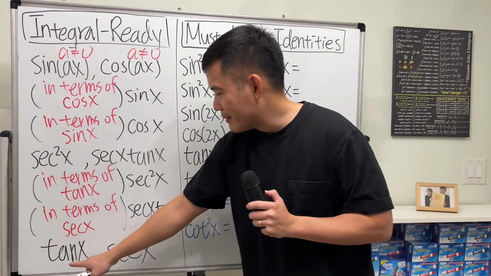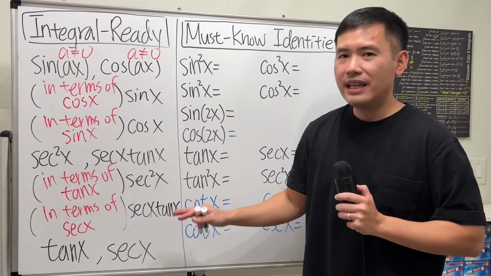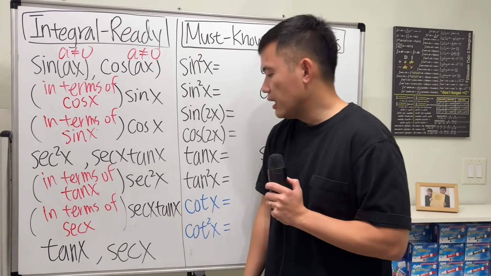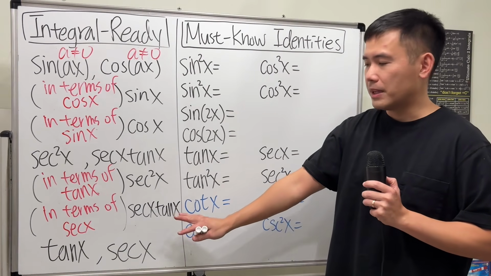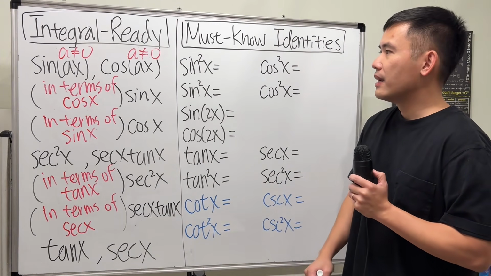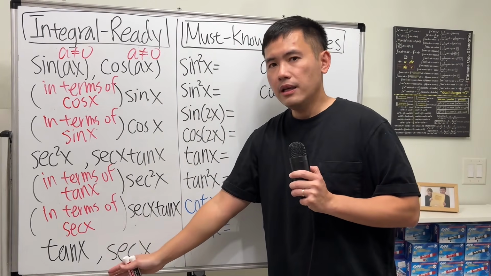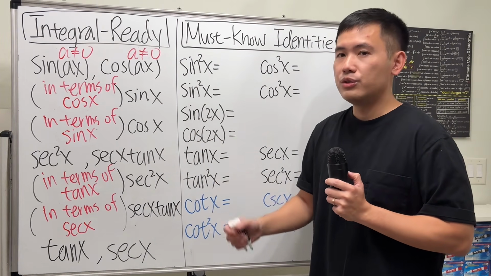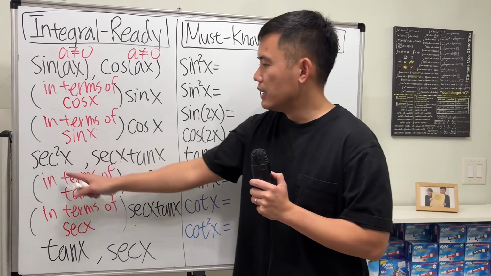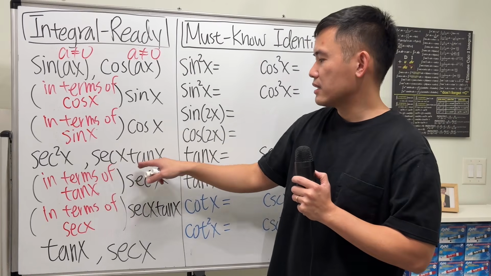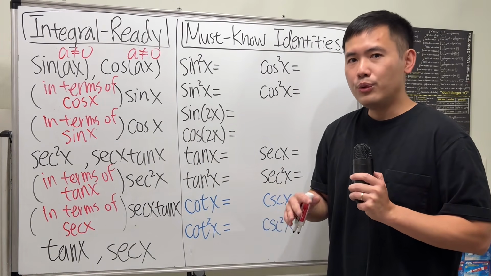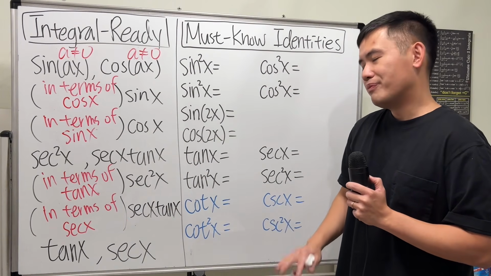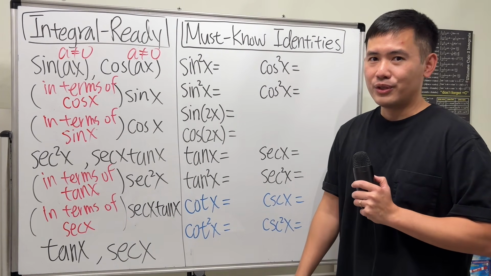Now, after that, tangent x and secant x, they are also integral ready because we do have the standard answer for the integral of tangent x and also secant x. Make sure you guys go check out my other videos for a detailed explanation. So, keep this in mind, and notice you might be wondering, why didn't I put down cosecant and also cotangent? Well, they are very similar to secant square and also secant x, tangent x, very similar. And usually I just go over this right here with my calculus 2 students. For cotangent, cosecant, not so much.